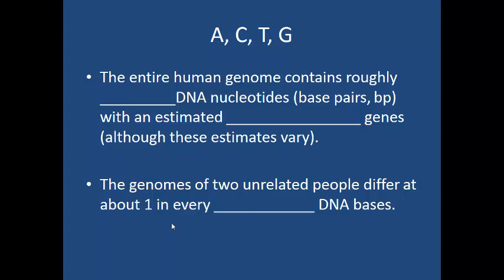So we're talking a lot about genes. When we think about the concept of a gene, it's like a sentence within a chapter within a book. And we know that the gene, the sentence, is composed of the alphabet, or the nucleotides, the A's, C's, T's, and G's. So that's adenine, cytosine, guanine, and thymine. And we know that the entire human genome contains roughly 3 billion DNA nucleotides. We often refer to them also as base pairs. And we know that we have about 20 to 30,000 genes in our human genome, although these estimates can vary. The genomes of two unrelated people differ at about 1 in every 500 to 1,000 bases or so.